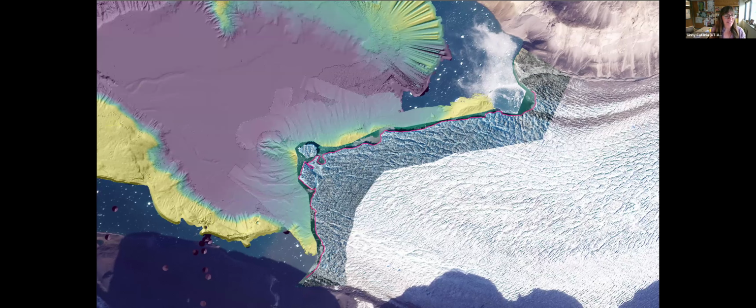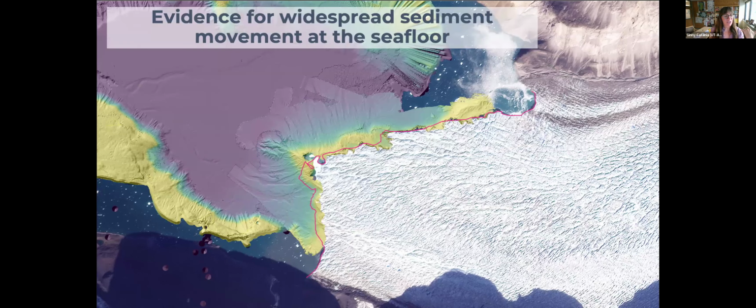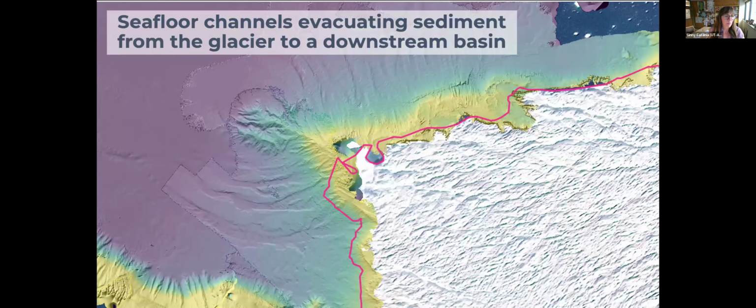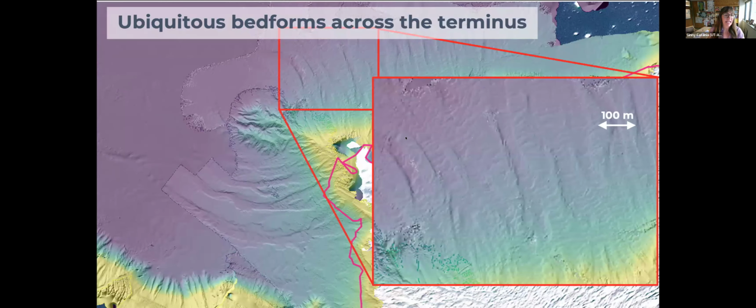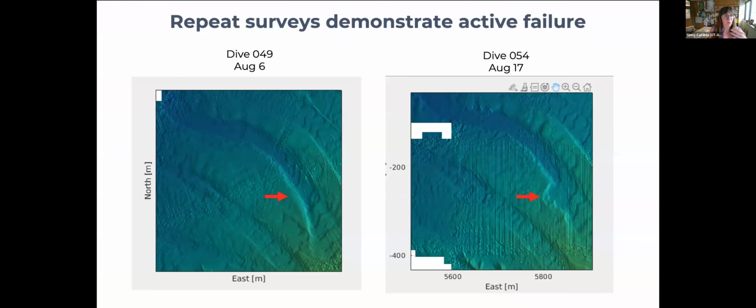And just to show this in a little more detail, I can remove that drone surface, and you can see that NUI was able to go basically behind the terminus in sort of a map view sense. And we have a lot of evidence of sediment movement at the seafloor. And so if I zoom in on some of this, you can kind of see these channels here, and then all these bed forms that are pretty ubiquitous across the entire surface, suggesting that there's a lot of movement of sediment that's very close to the seafloor.